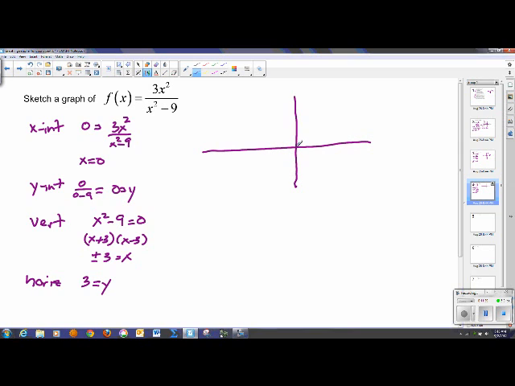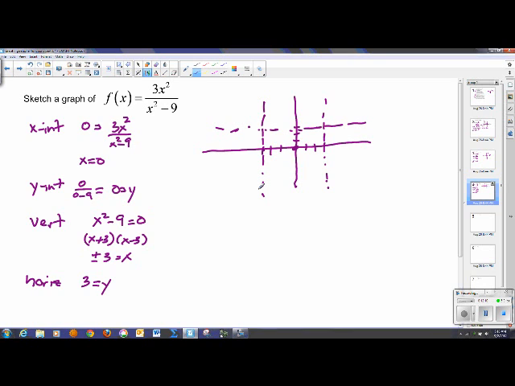So I have an x and a y intercept of 0. Put that point at the origin. I have vertical asymptotes at 3 and negative 3. So I'm going to sketch those. And then I have a horizontal asymptote, again, which describes end behavior, at positive 3. So now I'm going to start graphing this.